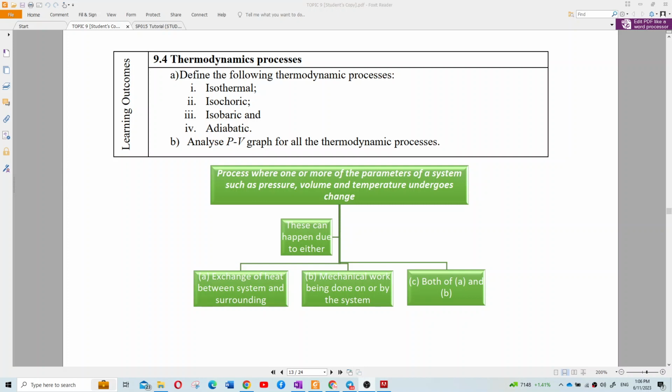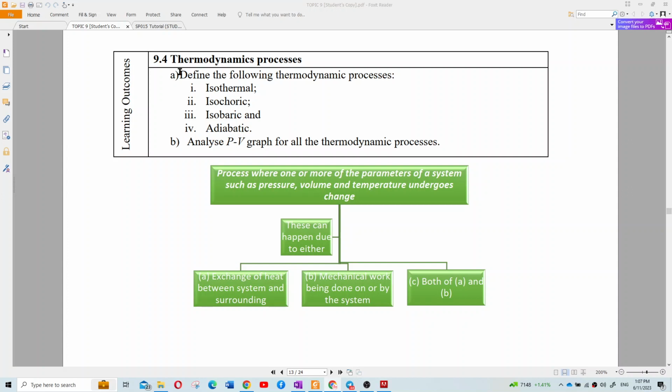Alright, recording. Okay, so today we are going to learn about thermodynamic processes, 9.4. Right? So you give me a thumbs up if you understand. Yeah, give some response later. Okay. So, thermodynamic processes.